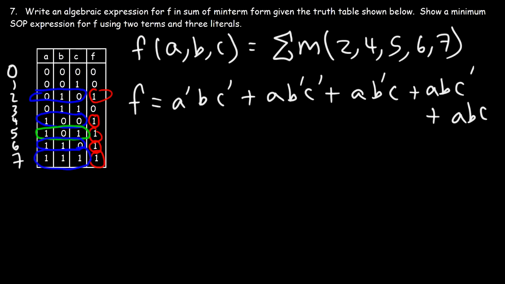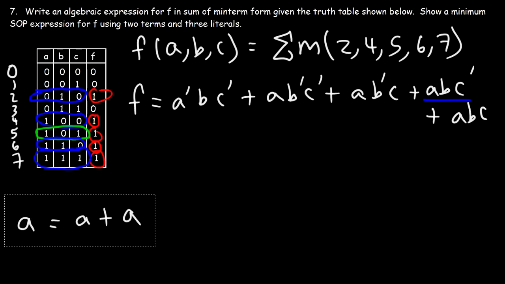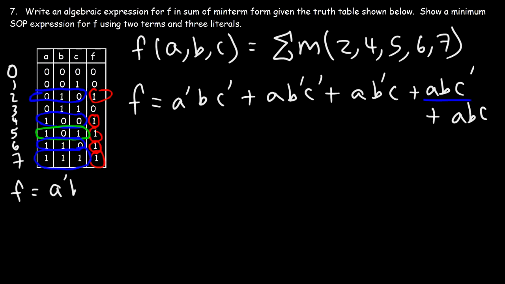So feel free to pause the video and, using all the properties that we went over in this video, find a way to write the minimum sum of product expression of f using 2 terms and 3 literals. Now the first thing that I recommend doing is making a copy of that expression using the idempotency rule. So remember, A can be replaced with A plus A. So we're going to have f is equal to A prime, B, C prime, and then I'm going to make the copy of that and write it next to this one.